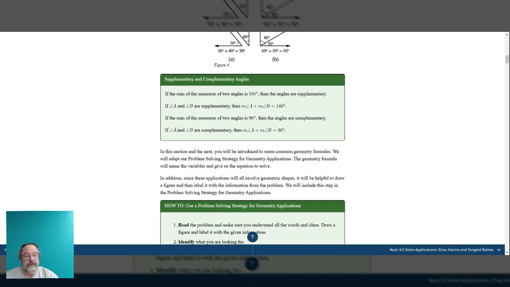So just some hard facts here, useful things. If angle A and angle B are supplementary, then the sum of their measurements is 180 degrees. If the sum of the measures of two angles is 90 degrees, they are called complementary angles.